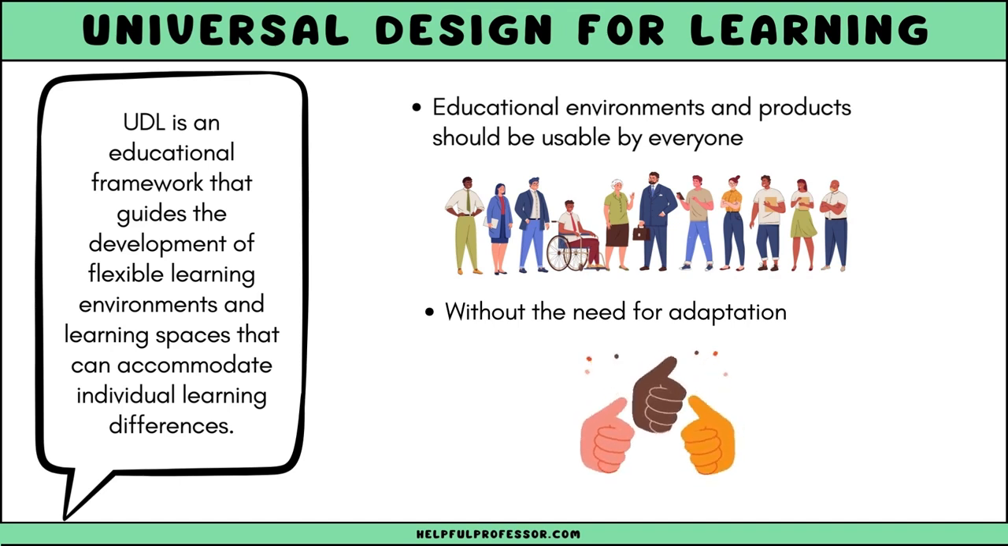To the left of the screen is the same speech bubble with text defining UDL. At the top right corner of the screen is a bullet point reading, "Educational environments and products should be usable by everyone." Right below this text is a cartoon picture of a diverse group of people. Some of them are men, some are women, some are white, some are black, and one of them is in a wheelchair. At the bottom of the screen is another bullet point that reads, "Without the need for adaptation." Right below this text is a cartoon image of 3 hands of people of different races showing the thumbs up gesture, representing diversity and inclusion.